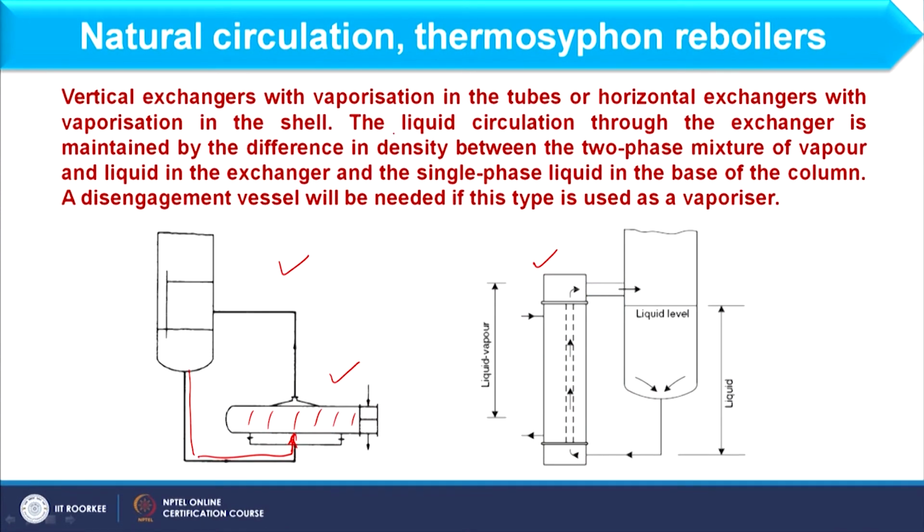As far as natural circulation is concerned, the liquid circulation through the exchanger is maintained by the difference in density between the two phase mixture of vapor and liquid in the reboiler and the single phase liquid in the base of the column. If I consider this section, we have only a single phase, that is the liquid. However, inside the reboiler, either this or this, we consider two phase flow.